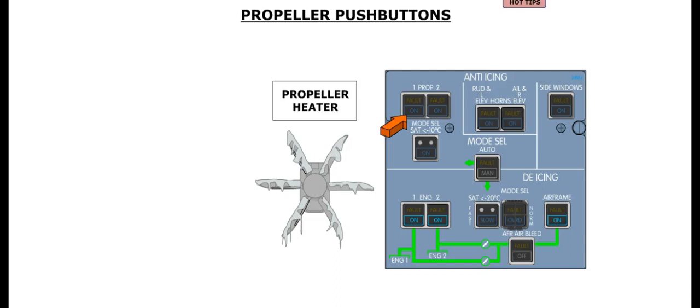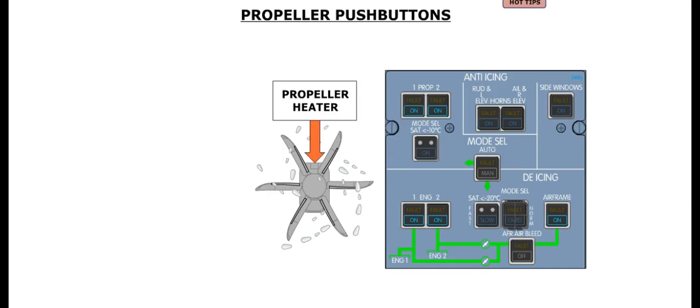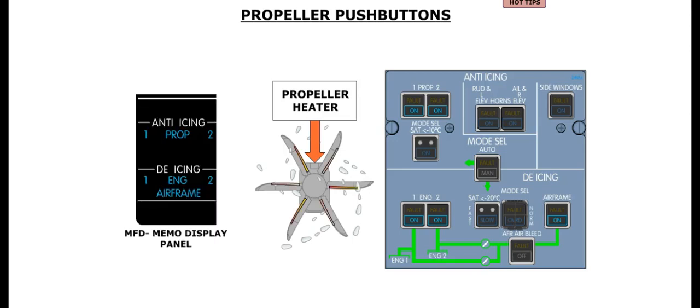Propeller anti-ice is controlled by the two prop push buttons located on the anti-icing panel. When a push button is pressed in, the on caption illuminates blue. Electrical power is applied to the propeller heaters on the associated propeller, and a cyan prop message is displayed in the memo section of the MFD.